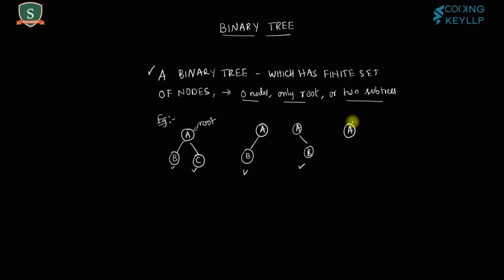We can have only a root node with no leaf node. This is also a binary tree. A binary tree can be an empty one also. So root is equal to null. That means there are no nodes in the tree. It is still a binary tree.